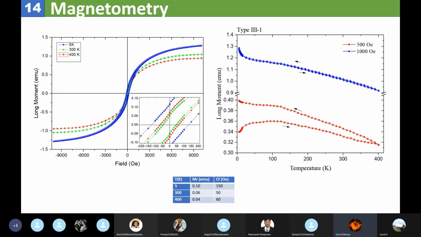Maybe we can associate this with the Verwey transition. This occurs at about 114 kelvins. The Verwey transition is associated with the presence of magnetite in the sample, and we confirmed magnetite in the sample by X-ray diffraction and Mössbauer spectroscopy.